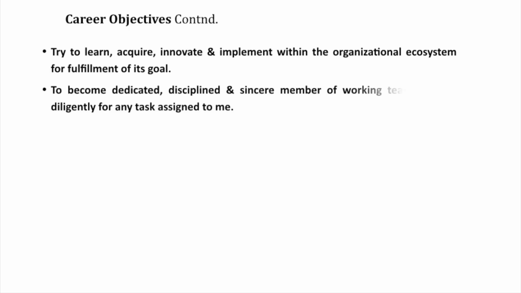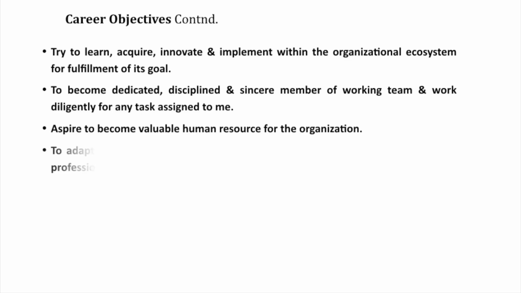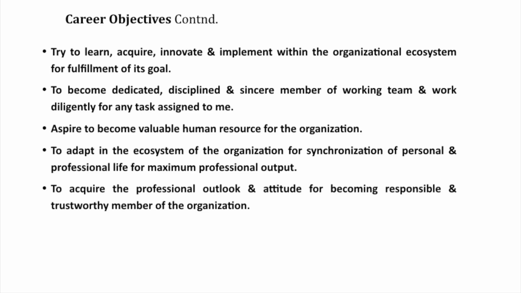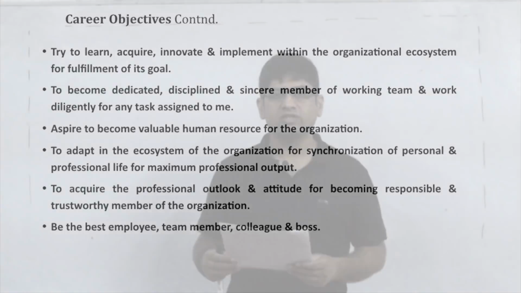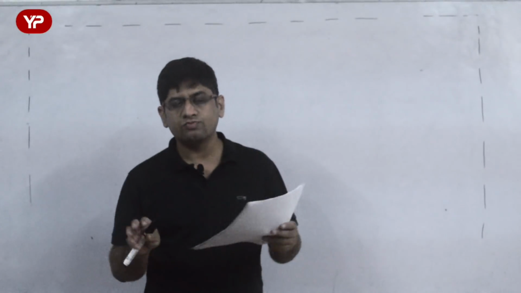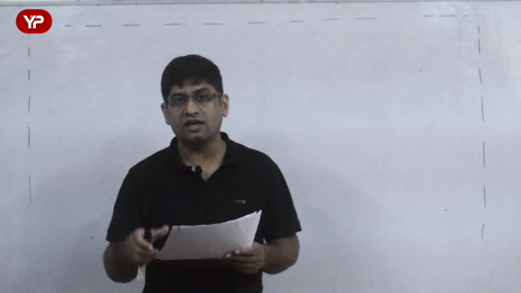Next can be: to become a dedicated, disciplined and sincere member of the working team and work diligently for any task assigned to me. Next: aspire to become a valuable human resource for the organization. Next: to adapt in the ecosystem of the organization for synchronization of personal and professional life for maximum professional output. Next: to acquire the professional outlook and attitude for becoming a responsible and trustworthy member of the organization. Next: be the best employee, team member, colleague and boss. So all these one-liner career objectives which I have given you, just see these pointers and try to make your own one-liner career objective.